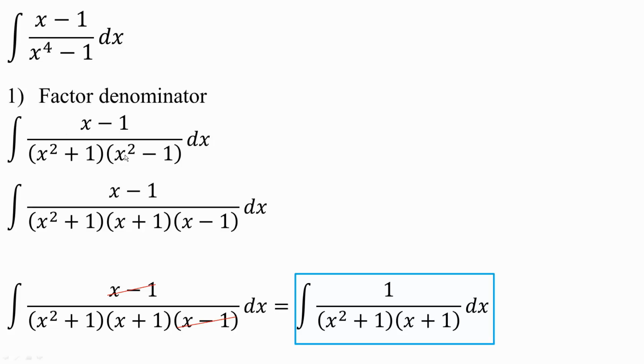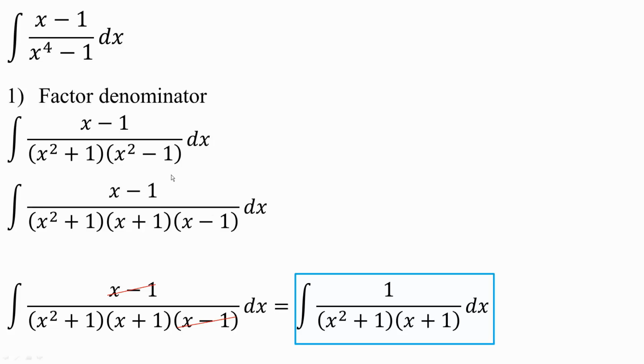x squared times x squared is x raised to the fourth. x squared times negative 1 is negative x squared. x squared times 1 is positive x squared, so negative x squared plus positive x squared is 0x squared, and then 1 times negative 1 is negative 1, so they're equivalent. Next, I will factor out x squared minus 1, which will be x plus 1 and x minus 1.